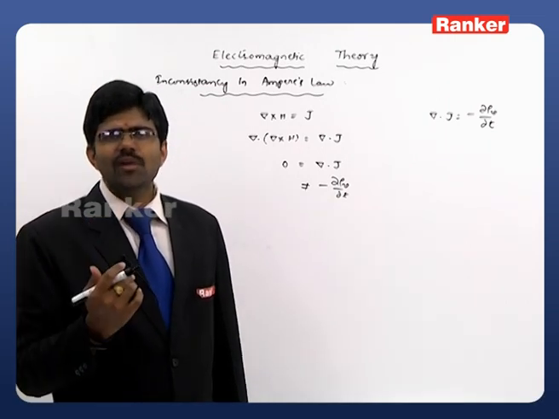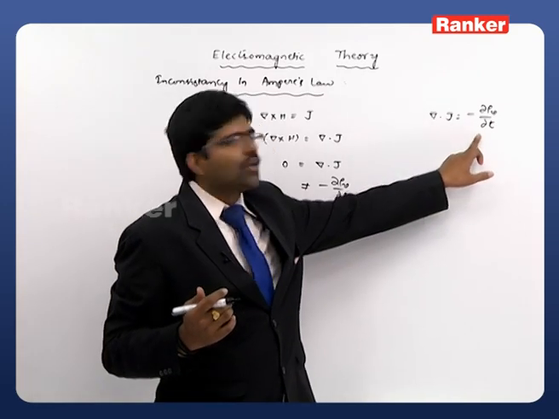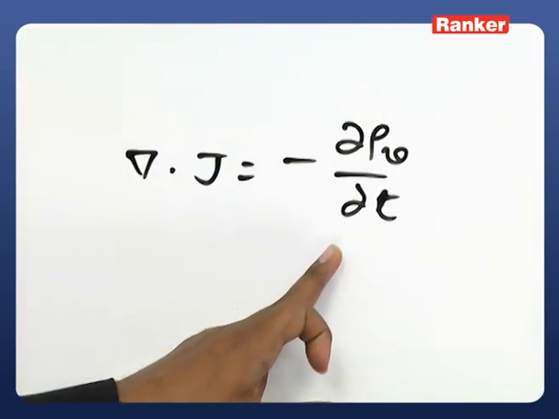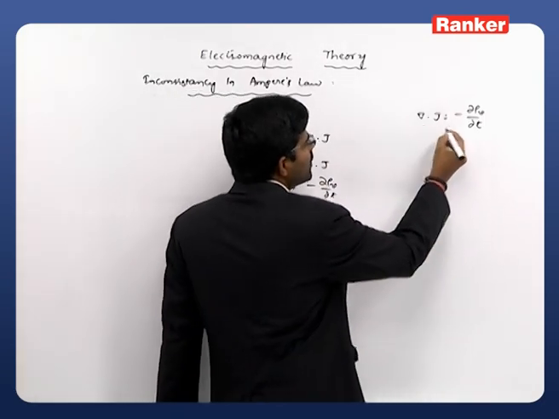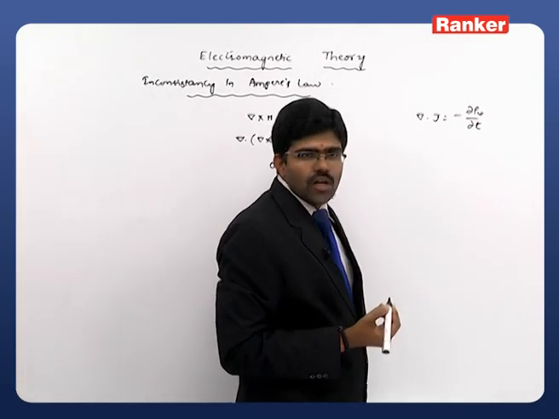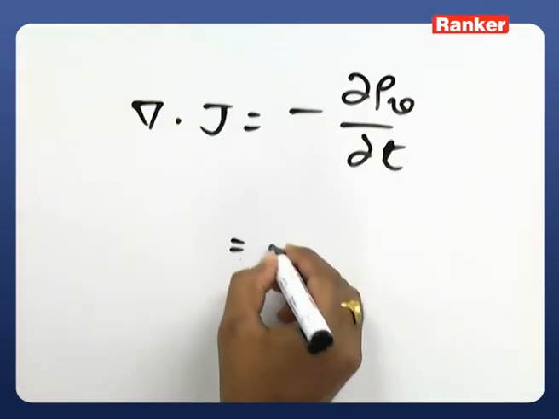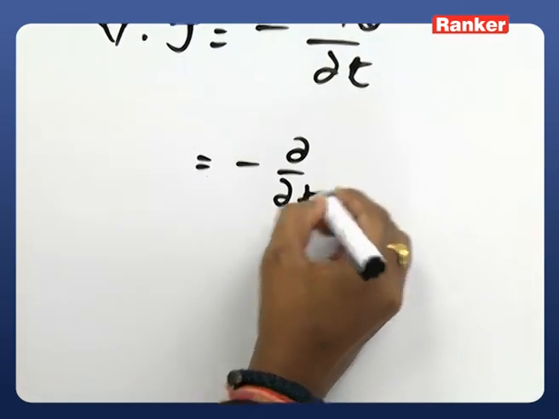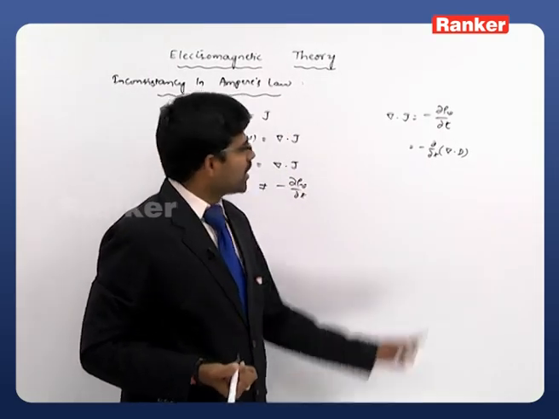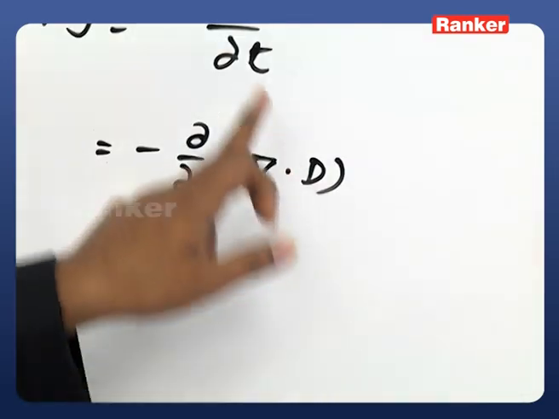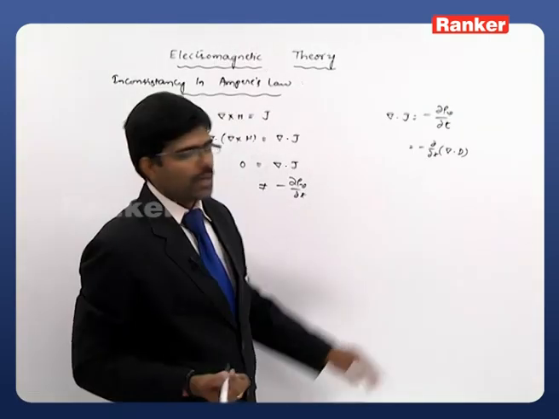How will this other term be added? He derived that term from the continuity equation. Just observe here. The continuity equation is del dot J is equal to minus dou rho v by dou t. From the Gauss law, this rho v can be replaced with dou by dou t of del dot D. Already we know from the Gauss law that del dot D is equal to rho v. We can replace this, right?